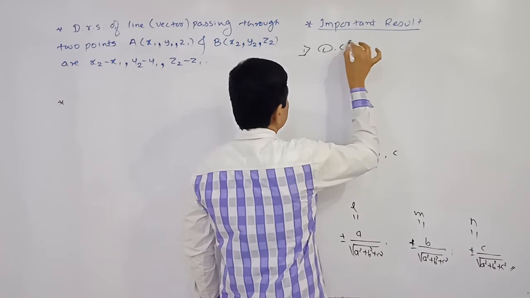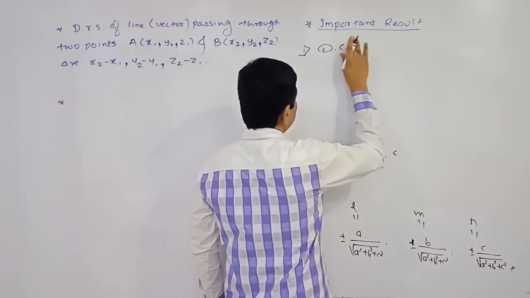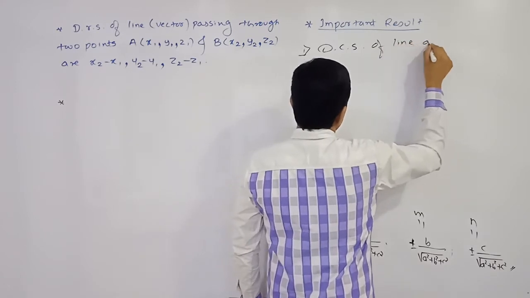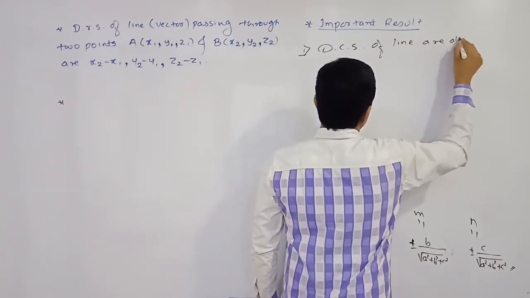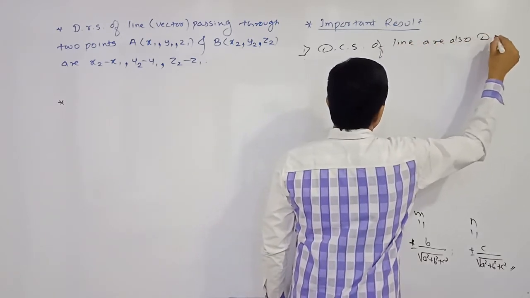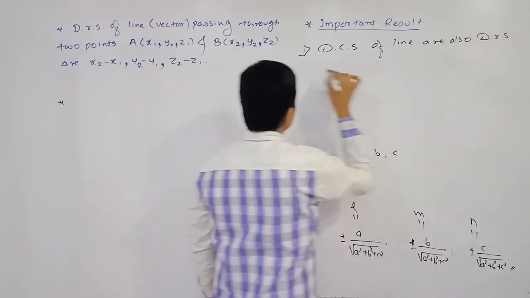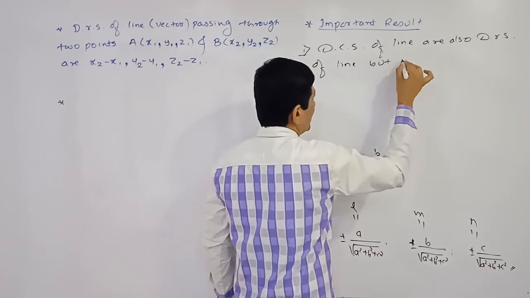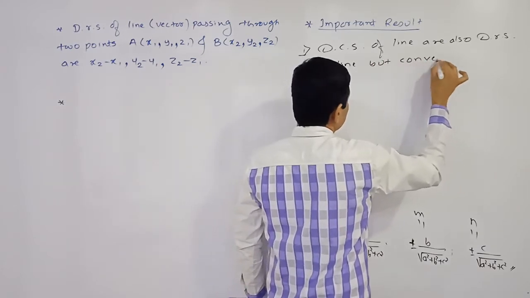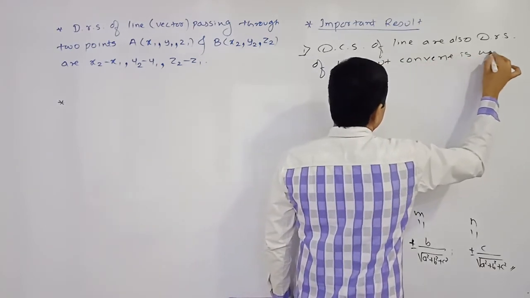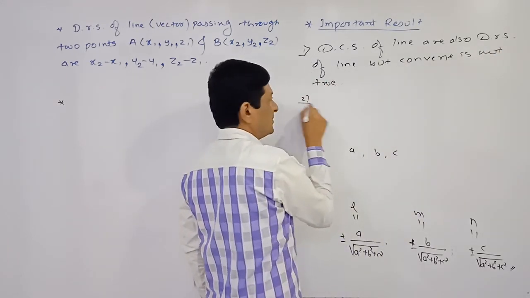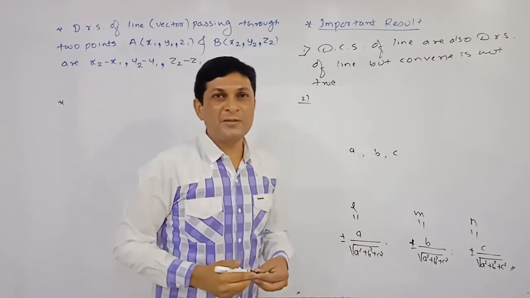Direction cosines of a line are also direction ratios of the line, but the converse is not true. Let us see the second important result.